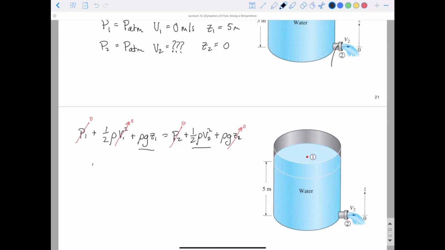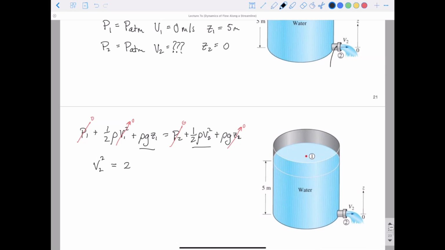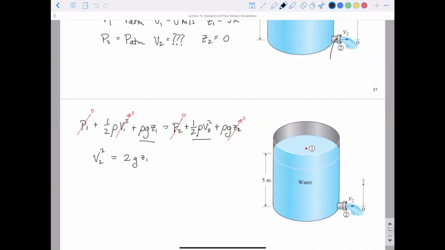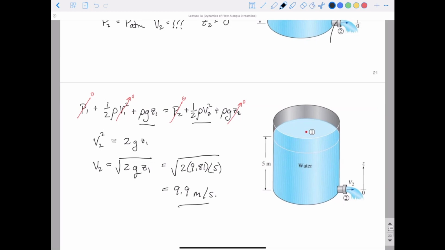So we get V2 squared is equal to, our rho, the density, cancels out, and all we have left is 2 times g times Z1. So V2 is equal to the square root of 2 g Z1, which is the square root of 2 times 9.81 times Z1, which is 5. So our velocity is 9.9 meters per second. So that would be the velocity of the fluid leaving that tap.